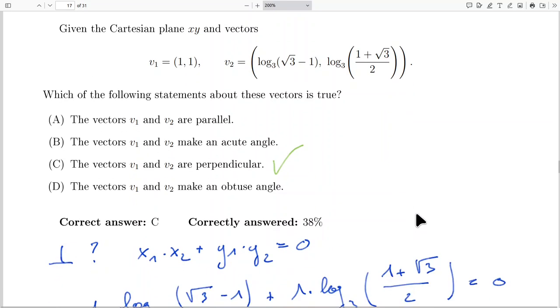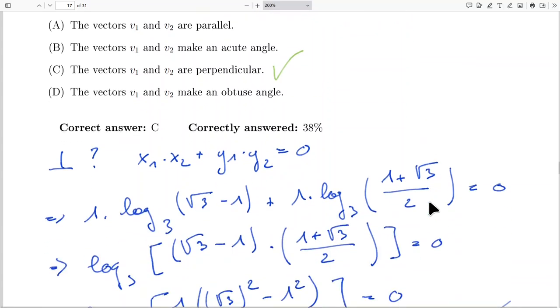Now because perpendicular is the easiest thing to do, it's just the product of the vectors, which boils down to x1 times x2 plus y1 times y2 equals 0. Is that the case? Well, we get 1 times the log with base 3 of square root 3 minus 1 plus 1 times the log with base 3 of (1 plus square root 3) all over 2. Is that equal to 0?